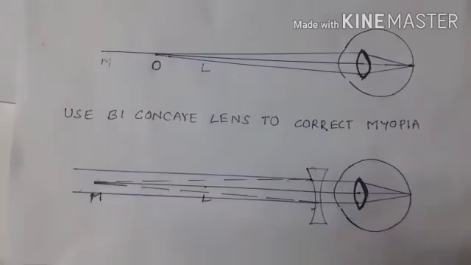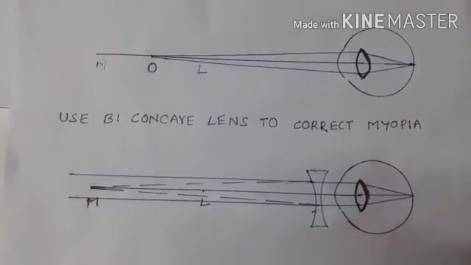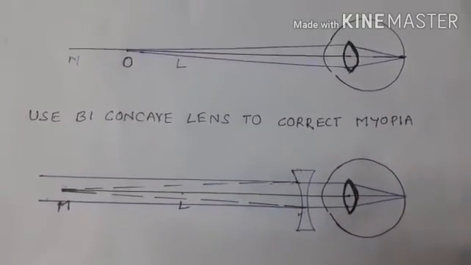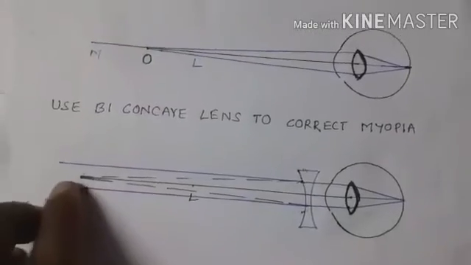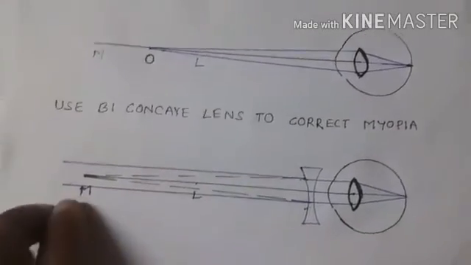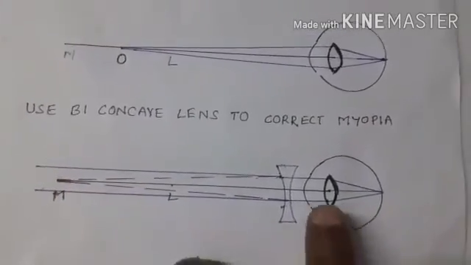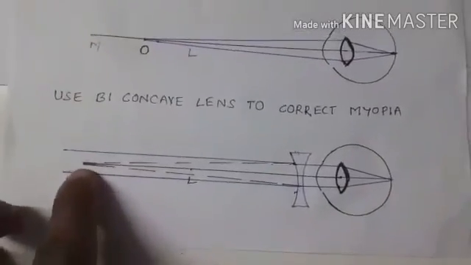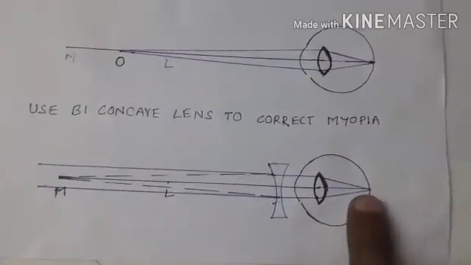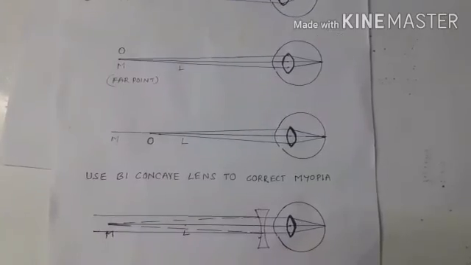So to see objects at long distance, we have to use a biconcave lens. It keeps the image of the object at M. Then the eye lens takes this image as the object and forms a clear image here. In this way we can correct myopia.